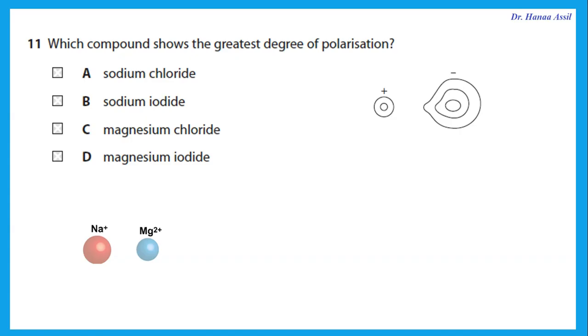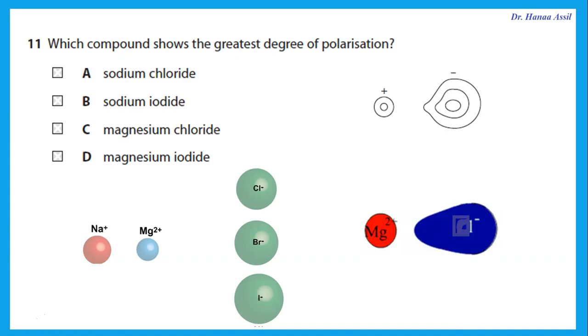Then if we're looking at chloride or iodide, I choose the anion that is larger, because the larger anion would have its outer electron cloud less attracted to the nucleus, so more easily polarized. So the one that would cause more ion polarization is magnesium iodide.